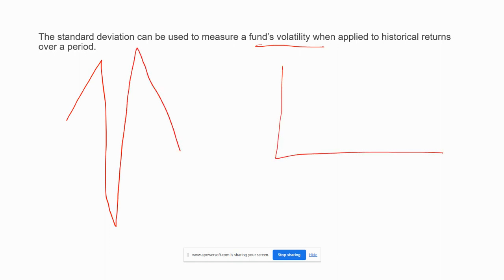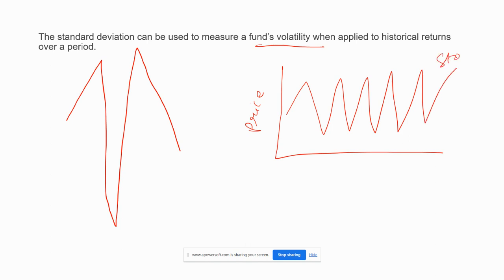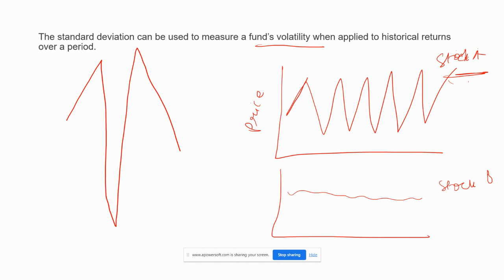So it can increase very high, it can decrease also. So basically, if this is my stock and this is my price level, and this is stock A, and this is stock B. It means that stock A has a higher volatility than stock B, because you can see that its prices are increasing very high, decreasing very low. So the prices are kind of unstable and also unpredictable, because it is increasing and decreasing at a very very high rate.